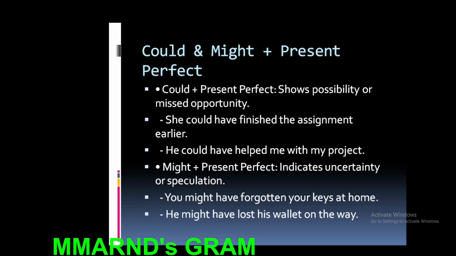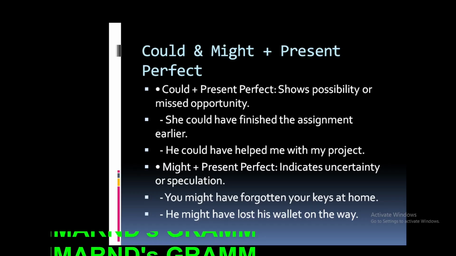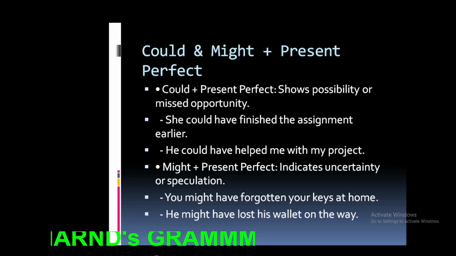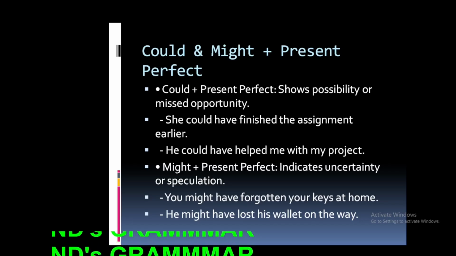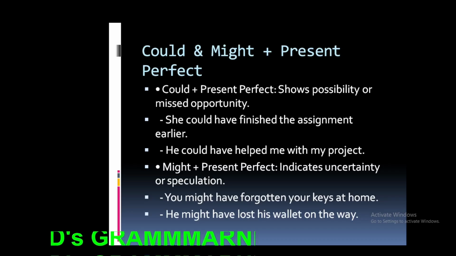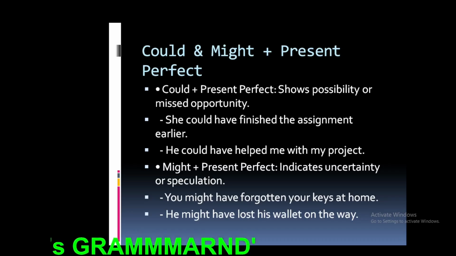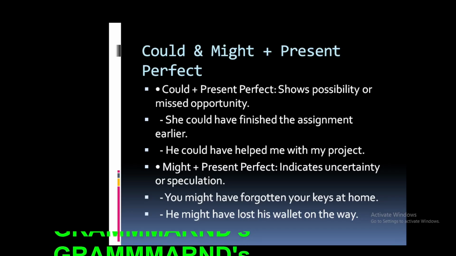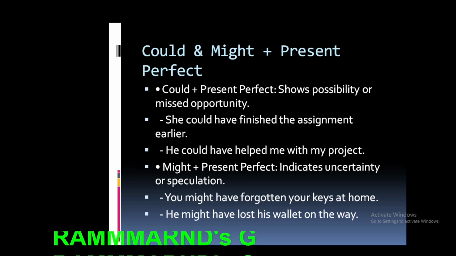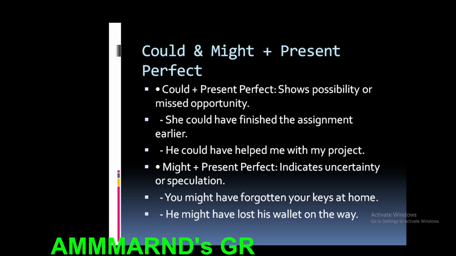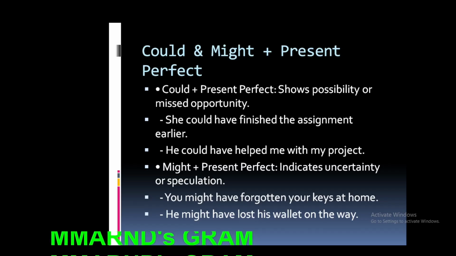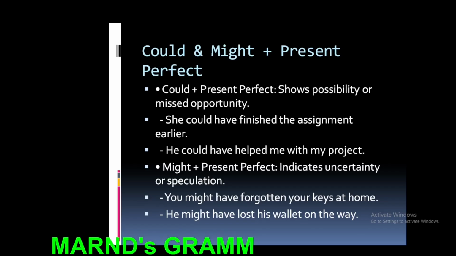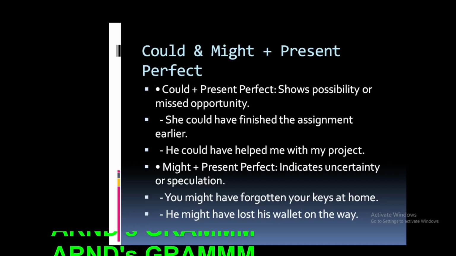He could have helped me with my project. He could help me, but he did not do it or he failed to do it, he missed doing it. Might plus present perfect indicates uncertainty or speculation. You might have forgotten your keys at home. So this is uncertainty. This is a kind of speculation or doubt.